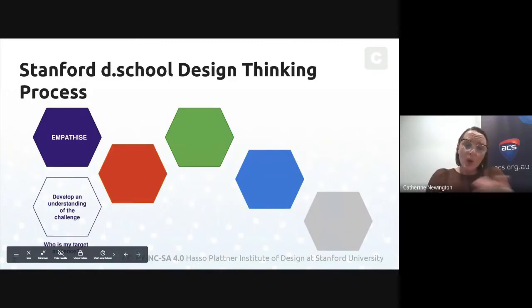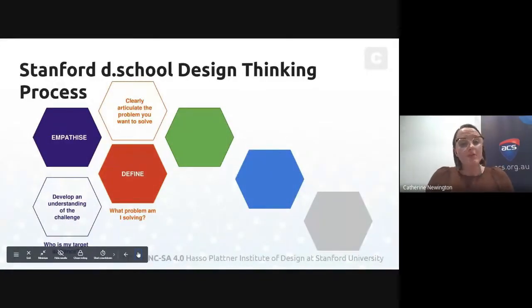One of the key questions you might want to ask at this stage is, who is my target audience? And also, what might they be feeling, or why are they my target audience? Then when we move to define, we're looking clearly at the problem that you want to solve. So you might ask yourself, or ask the students, what problem am I actually solving?